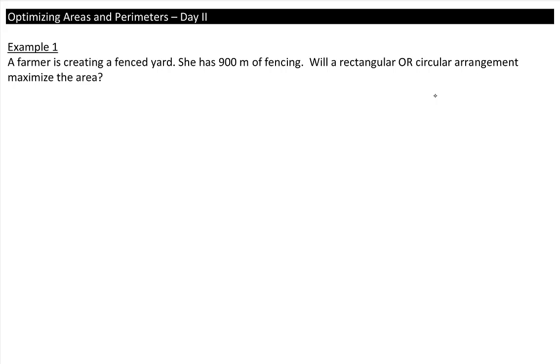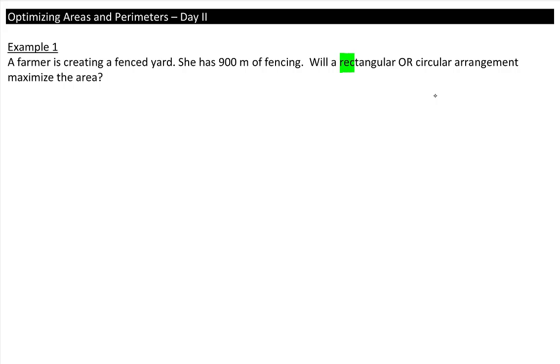So we're going to continue looking at optimizing areas and perimeters. For our next example, a farmer is creating a fenced yard. She has 900 meters of fencing. Will a rectangular or circular arrangement maximize the area?